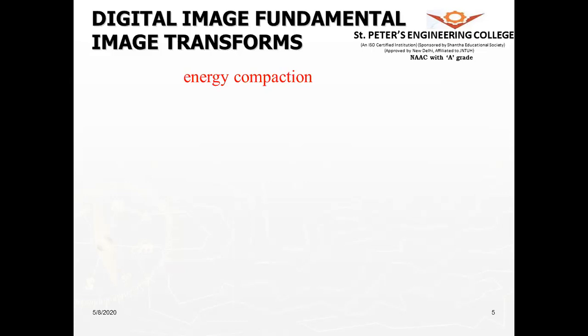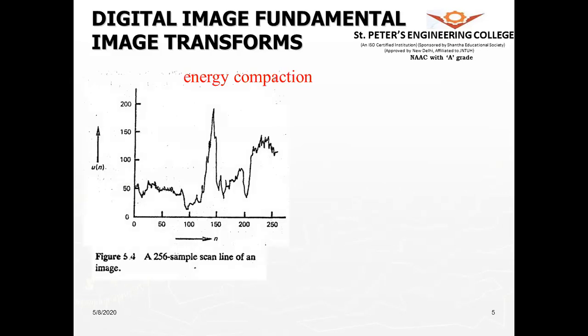And one more point that we have to remember when we are dealing with image transforms is energy compaction. What is energy compaction? If you look at this diagram or graph here, this graph indicates the sample scan line. It is a continuous scan line. It shows the different samples, up to 250 samples, and their amplitude at those different samples. These are different samples having different values.